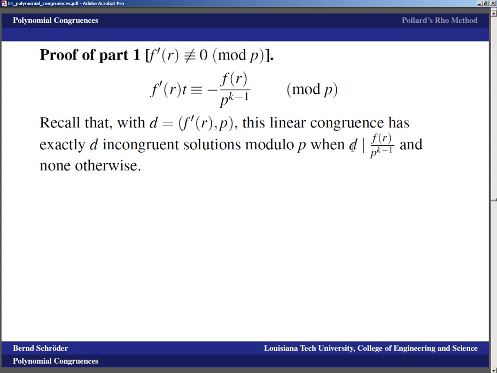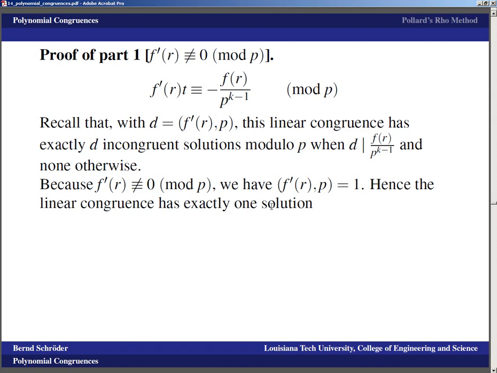And it has those when d divides the right-hand side, and it doesn't have any otherwise. And that's a theorem that we've proved earlier on about congruences of the form ax equivalent to b modulo p. Okay, so because f prime of r is not equivalent to 0 modulo p, that means that the greatest common divisor of f prime of r and p is 1. And that means the linear congruence has exactly one solution.